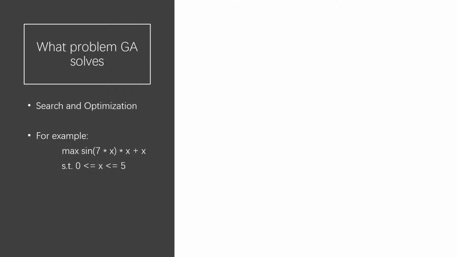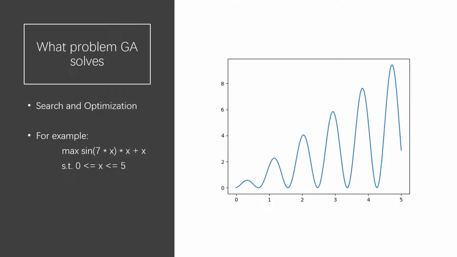In this example, we want to maximize sine 7 times x plus x such that x is between 0 and 5. In fact, before the genetic algorithm was created, there had already been many numerical optimization methods. So why do we need genetic algorithm? To answer this question, let's first try to solve this problem by the traditional methods.